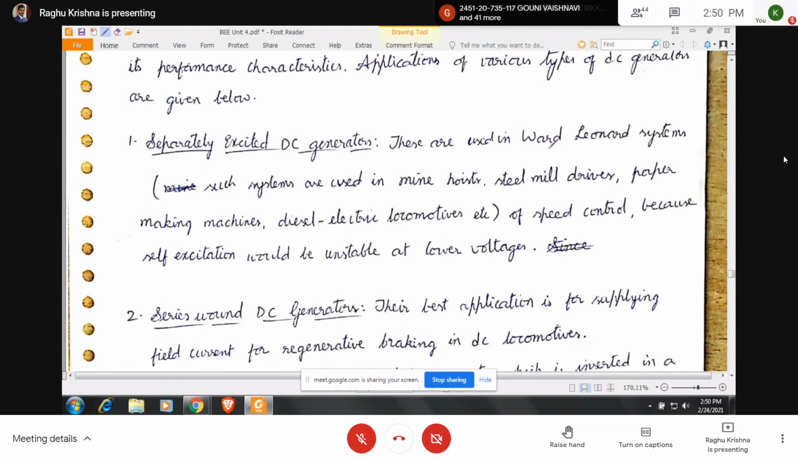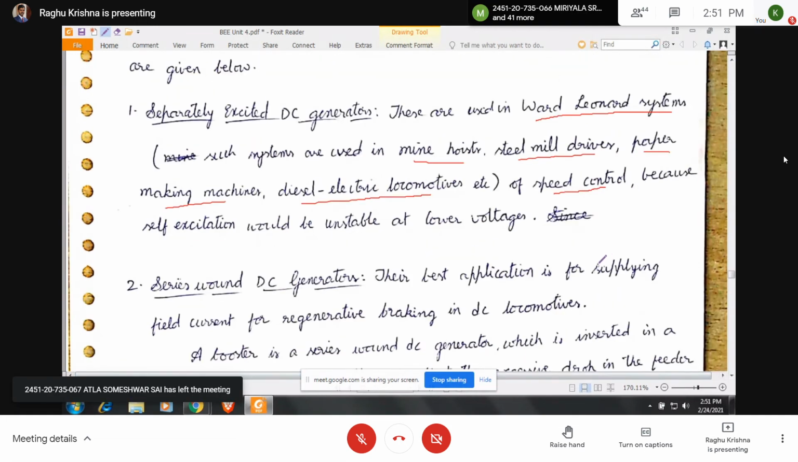These are used in the Ward-Leonard system, which is a speed control system. Such systems are used in mine hoists, steel mills, paper making machines, and diesel electric locomotives, because self-excitation would be unstable at lower voltages.